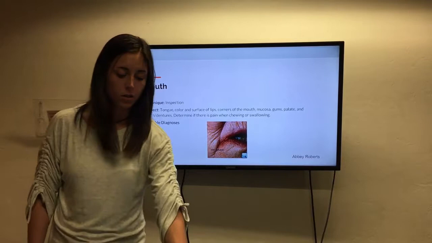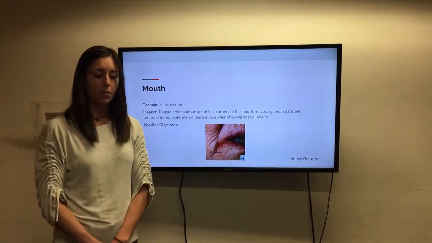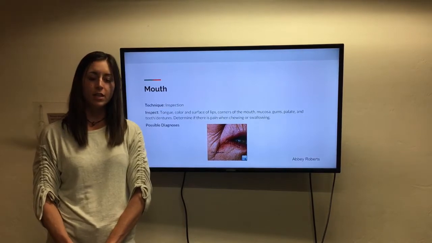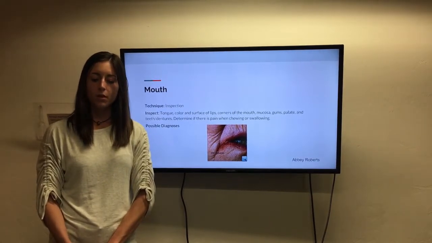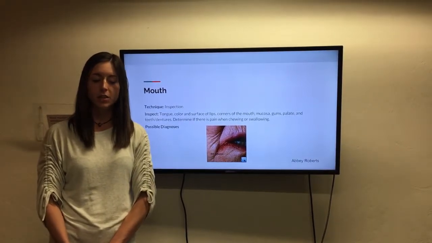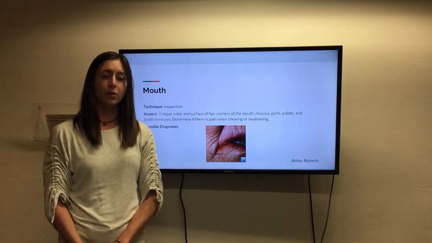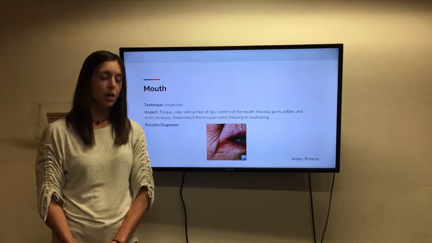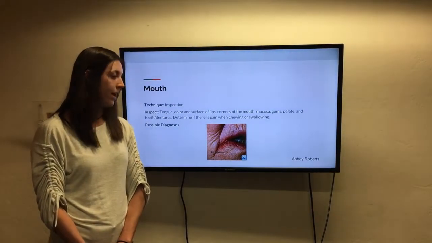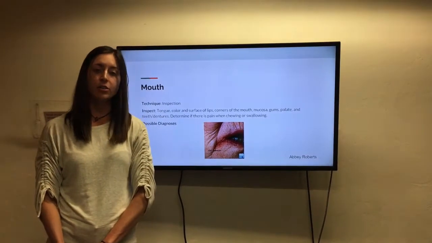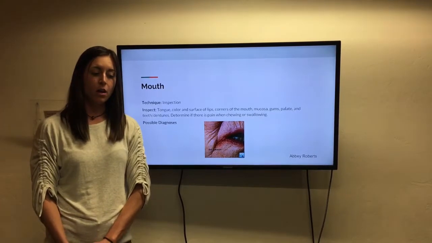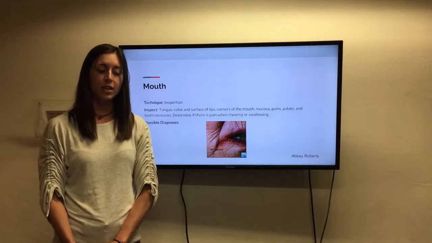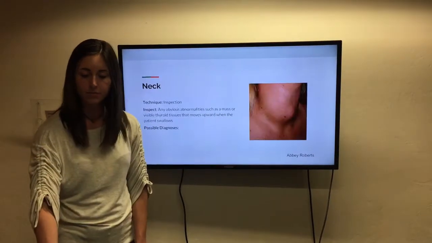The mouth, using inspection, inspecting the tongue to see color, surface of lips, corners of mouth, mucosa, gums, and then you're determining if there's any pain when the patient swallows or chews. And then possible diagnoses could be dehydration, riboflavin deficiency, anemia, vitamin C deficiency, and B12 deficiency.